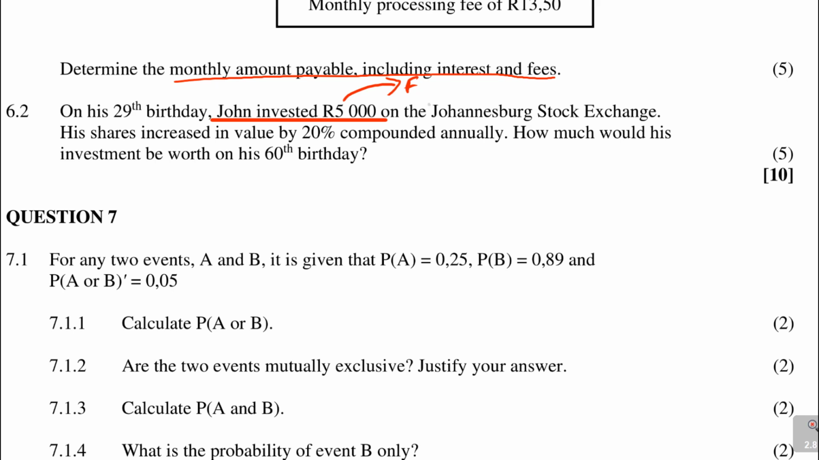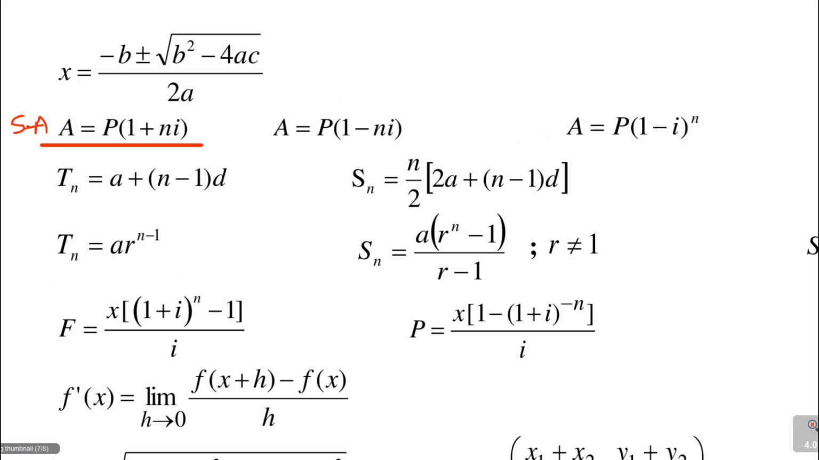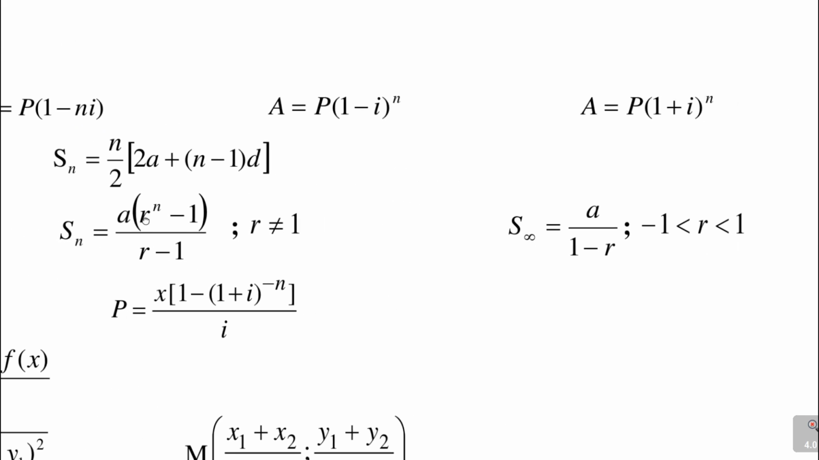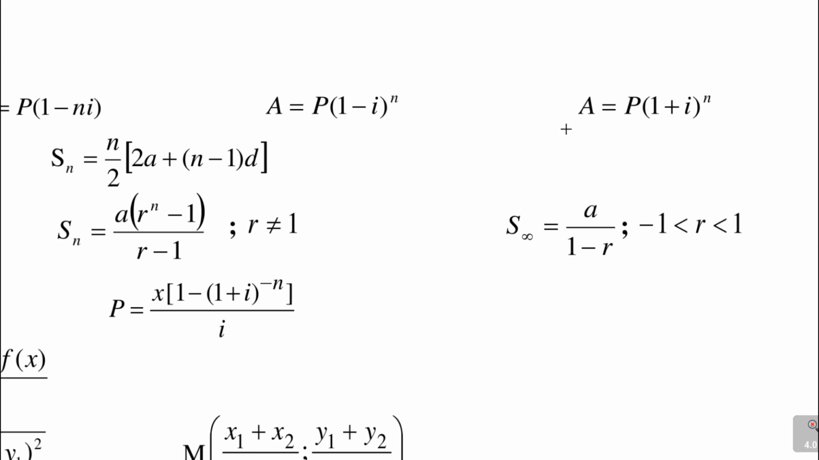In the Johannesburg Stock Exchange, his shares increased by 20%, compounded annually. The moment they say compounded, you must know the formula. It's compound interest. How much will his investment be worth on his 60th birthday? 5 marks. We go to the formulas. For compound interest, there it is. This is compound interest.